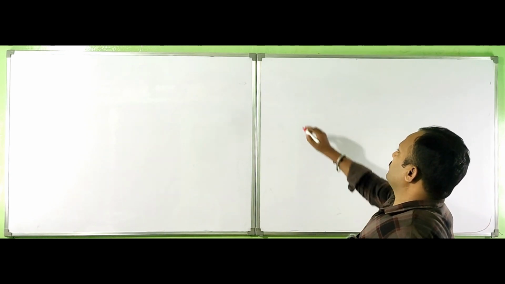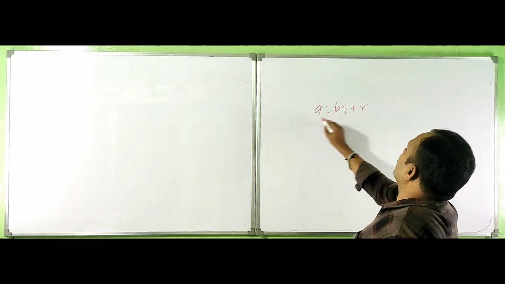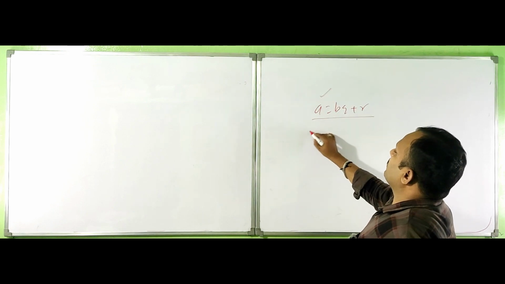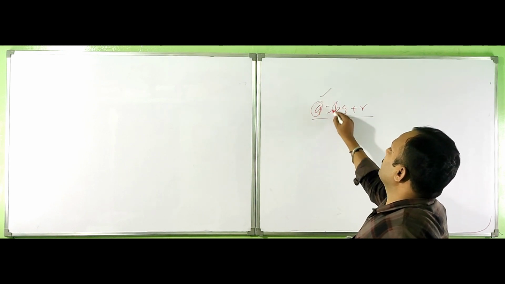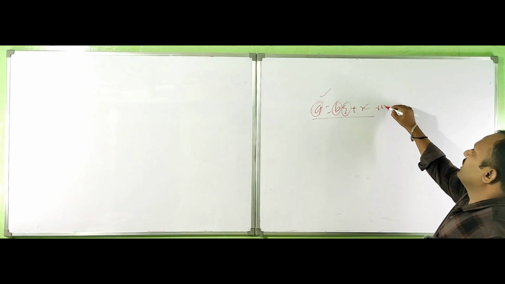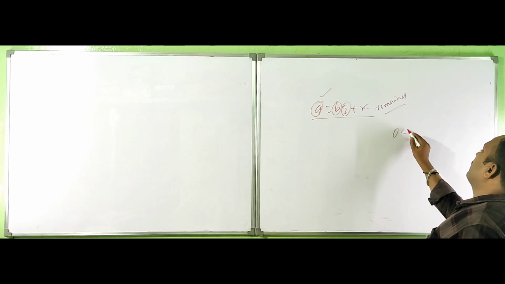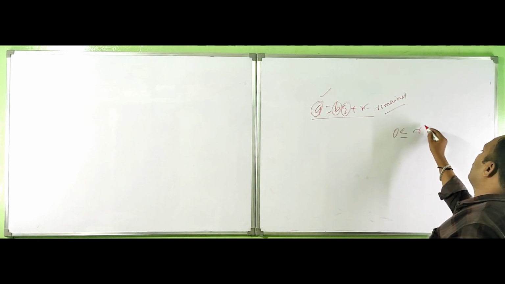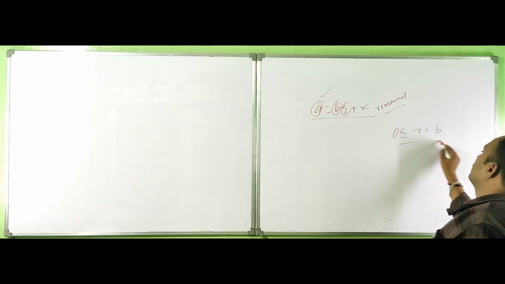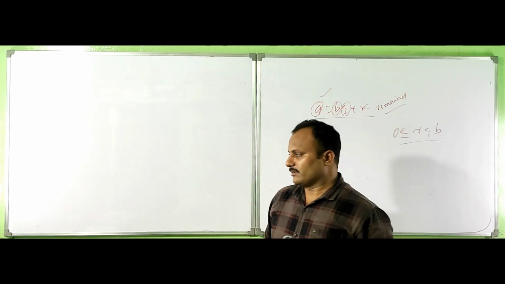To find the HCF, a is equal to bq plus r. This is the composite number. Okay, positive number here, positive number. q is the quotient and r is the remainder. r satisfies 0 is less than or equal to r and r is less than b. Less than b, this is important. Okay, based on this, we will solve some examples.